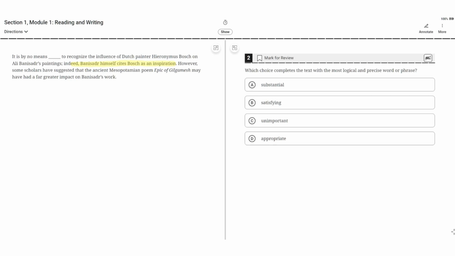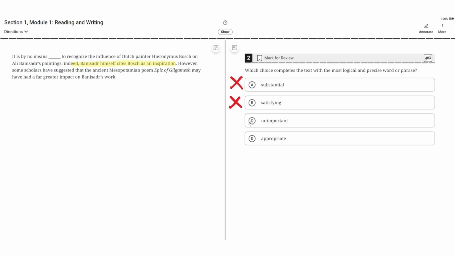This is incorrect because substantial would imply that it's not substantial to recognize the influence of Bosch on Benisadr's paintings. But the phrase here, indeed Benisadr himself cites Bosch as an inspiration, disproves that. So A is incorrect. B, satisfying. This is incorrect because the whole text isn't talking about satisfaction.